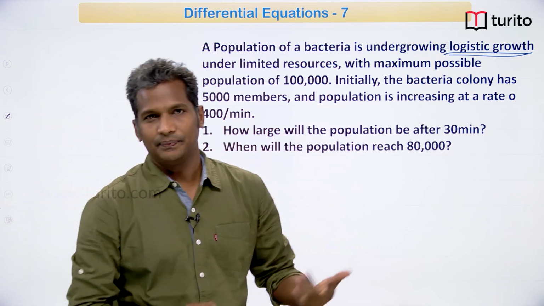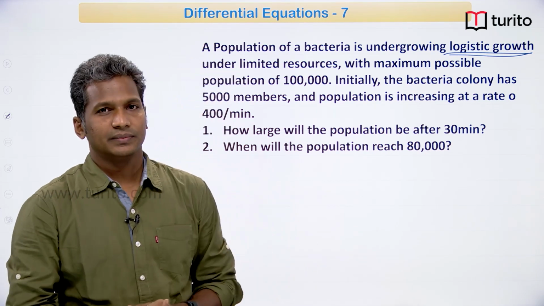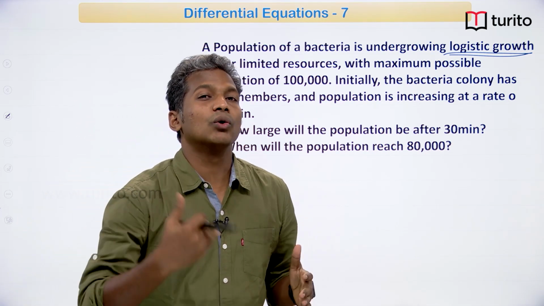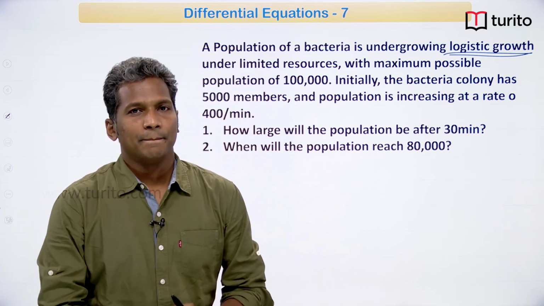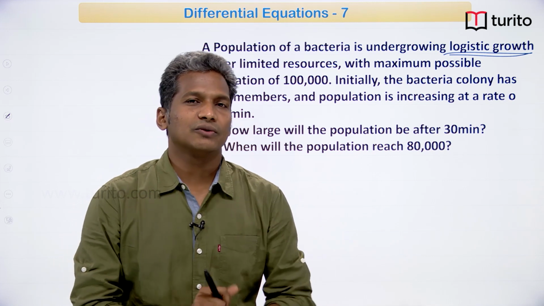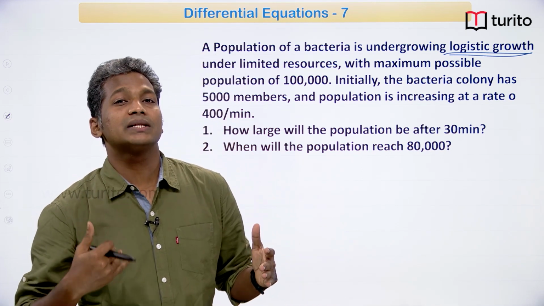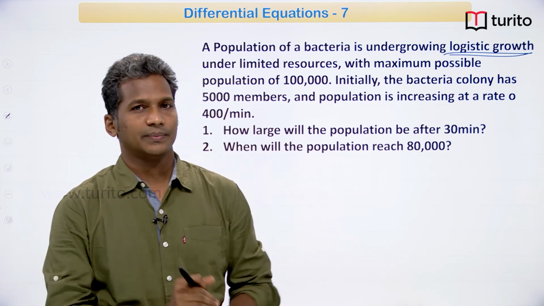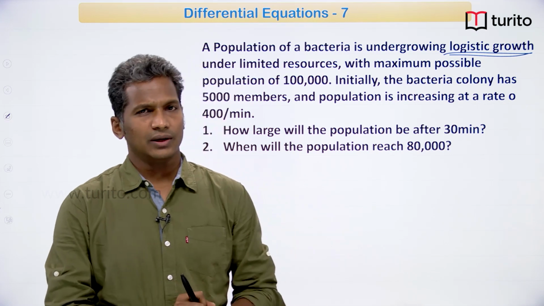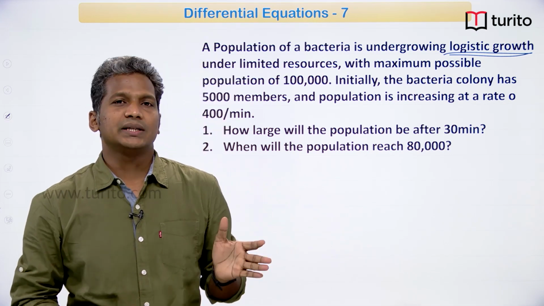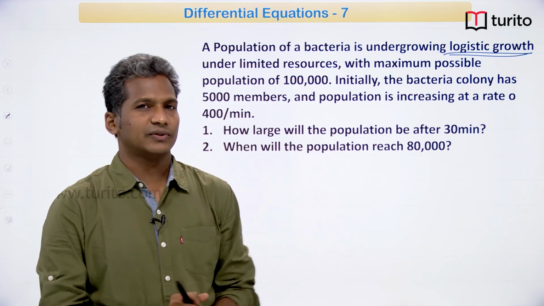What does this mean? This means if resources are limited, then population cannot go beyond a certain value. For example, let us say there is only 100 kilos of rice available, and we are talking about how many people can survive with that 100 kilos of rice. Every person needs 1/4 of a kilo, so 400 people can eat that 100 kilos of rice.